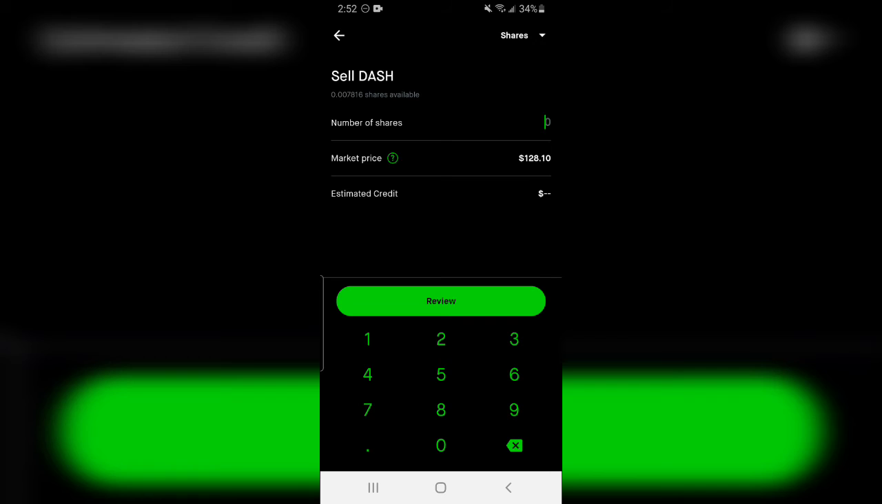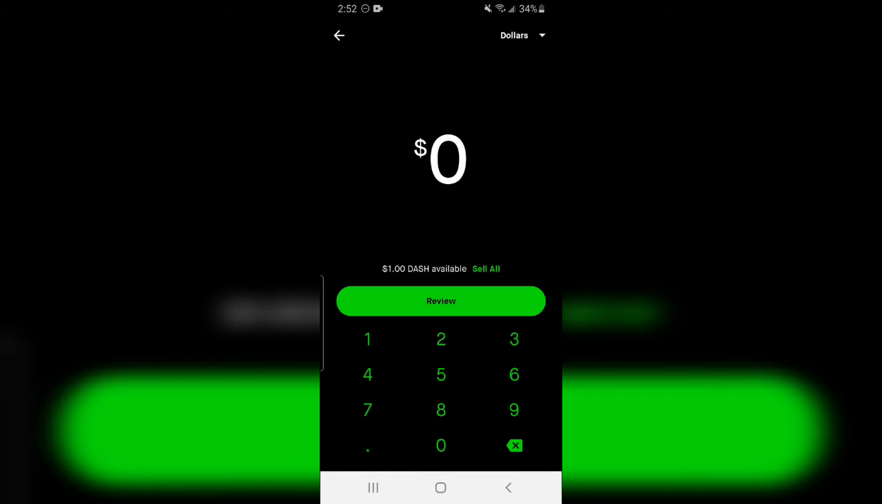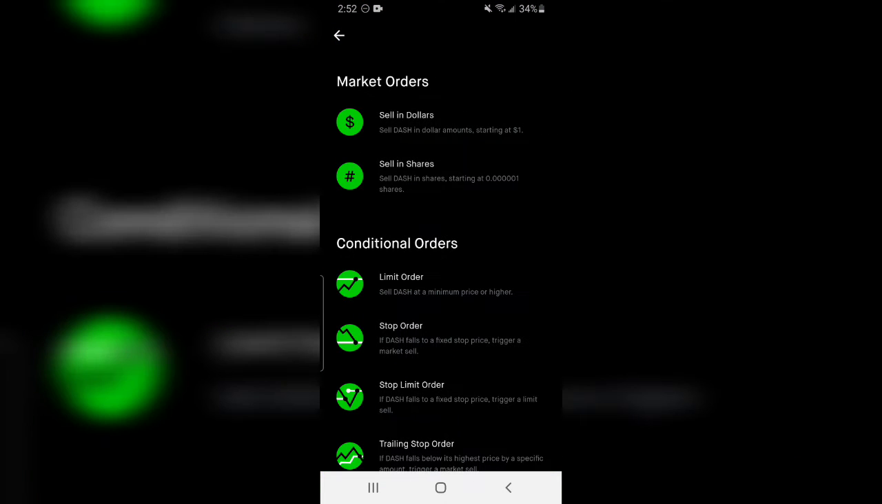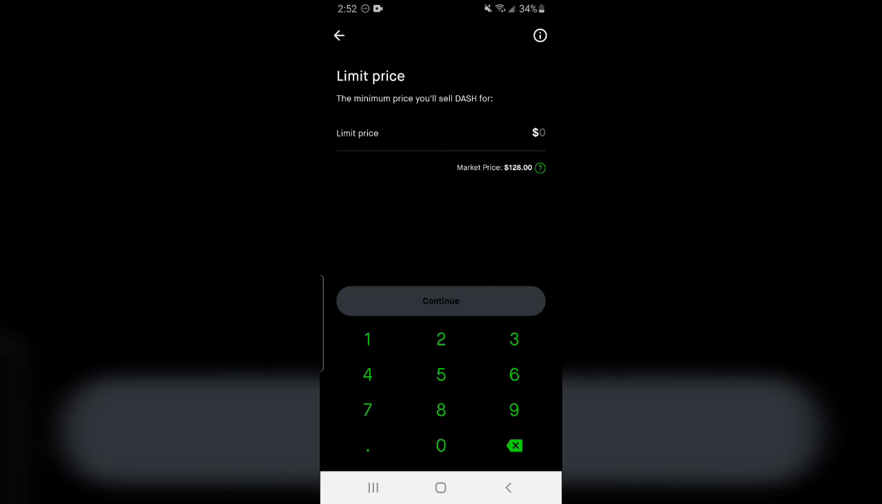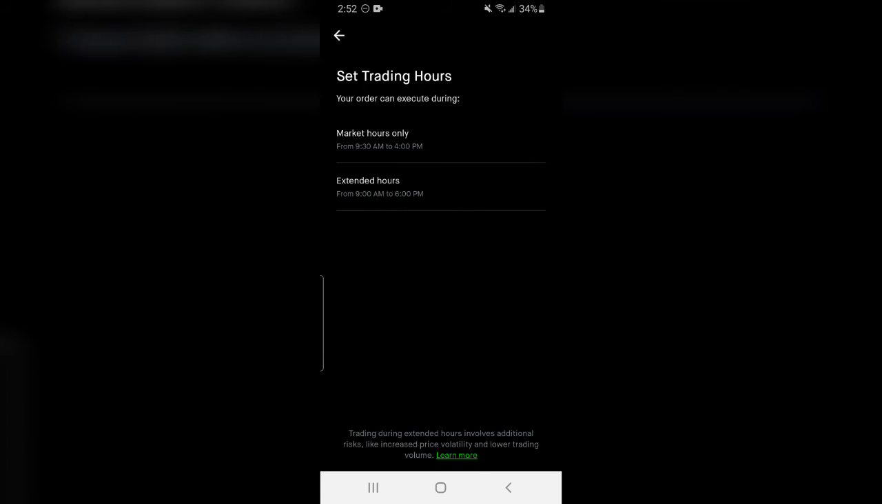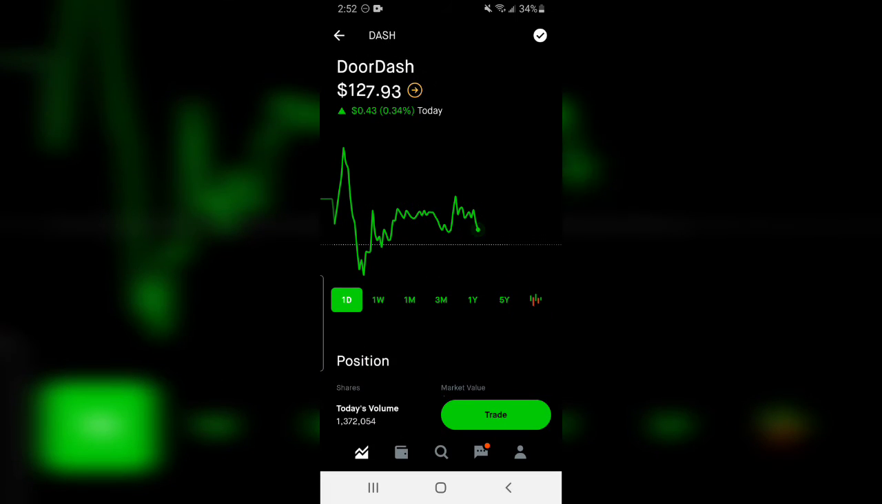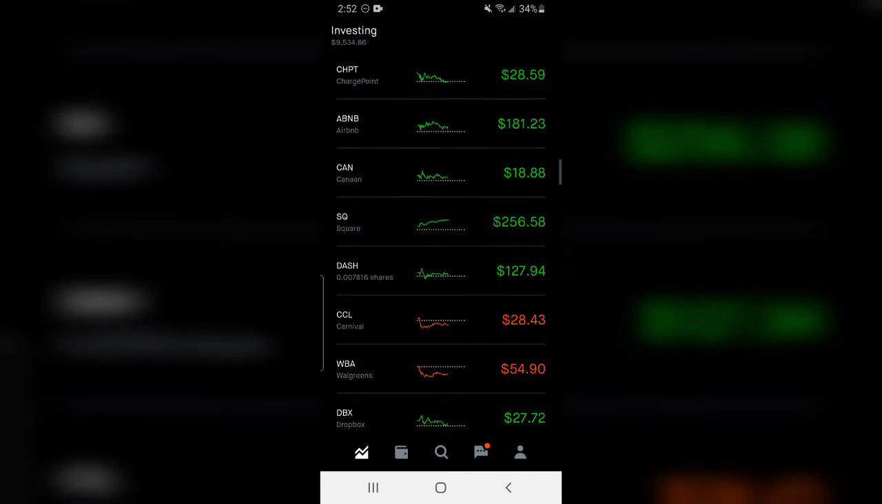You would either sell it at the market price like you just did, or sell in dollars, or sell all. Or you could go here and set your limit. If you have a lot, you want to set your limit. If you want your limit to be at 128, you would just do that, and then boom. So yeah, that's pretty much it. And you would do that for anything that you needed here.